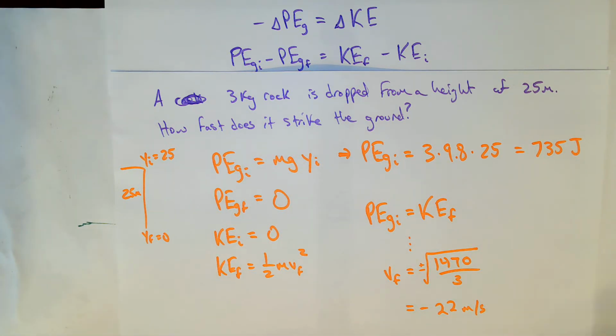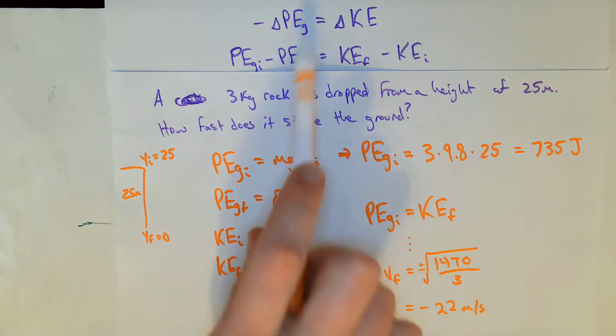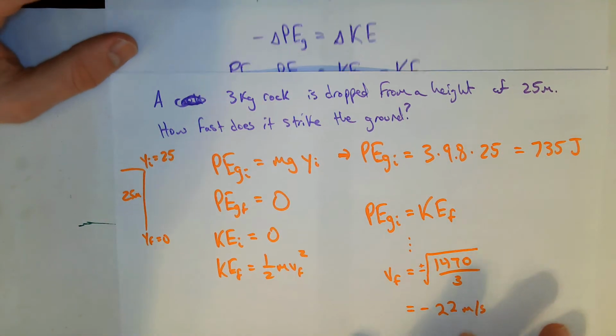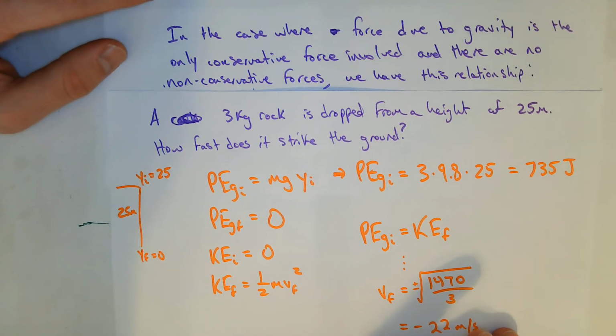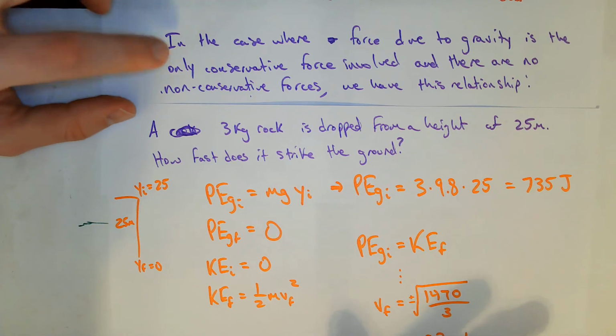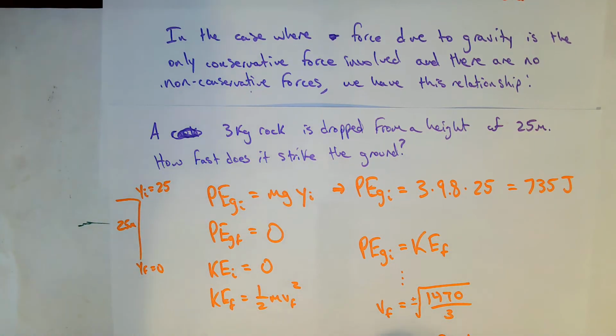Okay, so you see how powerful this relationship at the top can be, because it allowed us to solve for the final velocity of this rock when all we had was its mass and its height. Nice. Now remember that this is the case when the only conservative force is the force due to gravity, and there are no non-conservative forces. That's why we were able to do this.